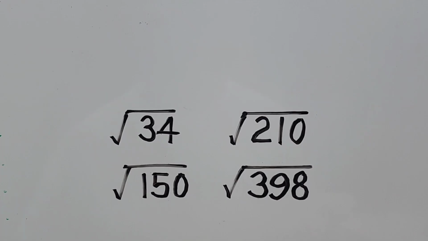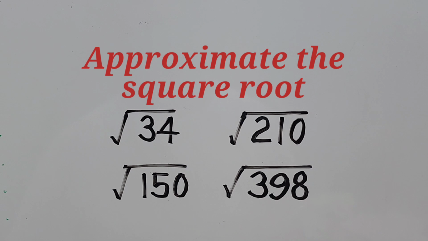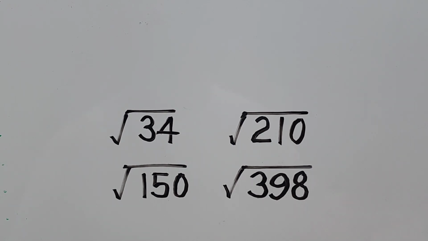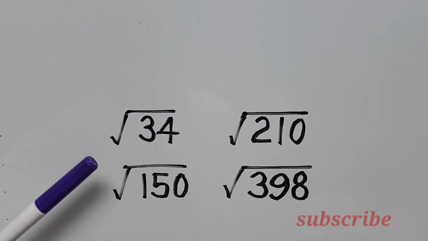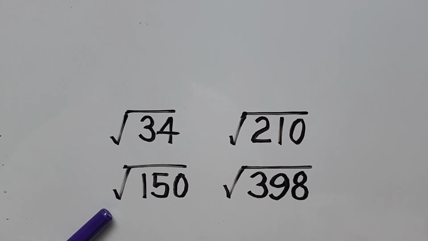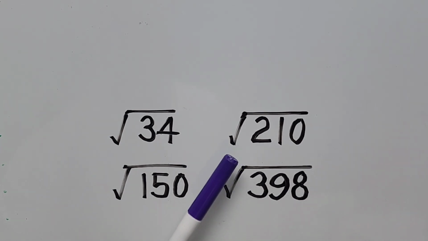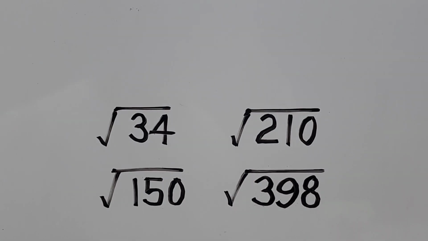Hello everyone. In this video, I'm going to show you how to approximate the square root of numbers. So we have here square root of 34, square root of 150, square root of 210, and square root of 398. And so let's start on the square root of 34.